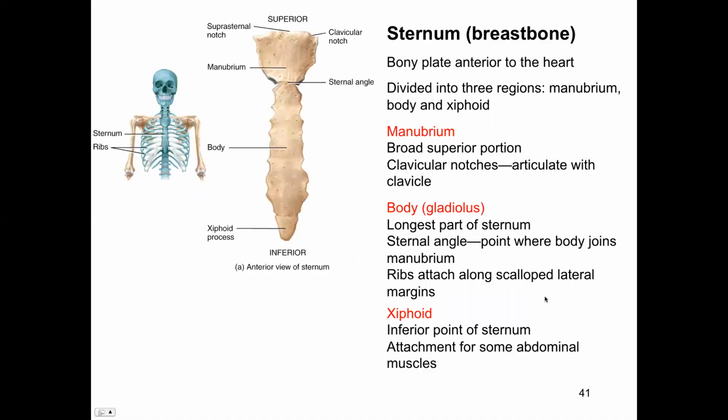Now, the sternum has 3 parts, all right? So the top part is called the manubrium, and there's clavicular notches. The clavicle of the pectoral girdle is going to articulate here. And then there is the body, which is easy to remember, so that's the long part. And the last part, the most inferior, is the xiphoid process, or the xiphoid. And sometimes the body is called the gladiolus. I don't know why, but sometimes it is. Reminds me of the flower.